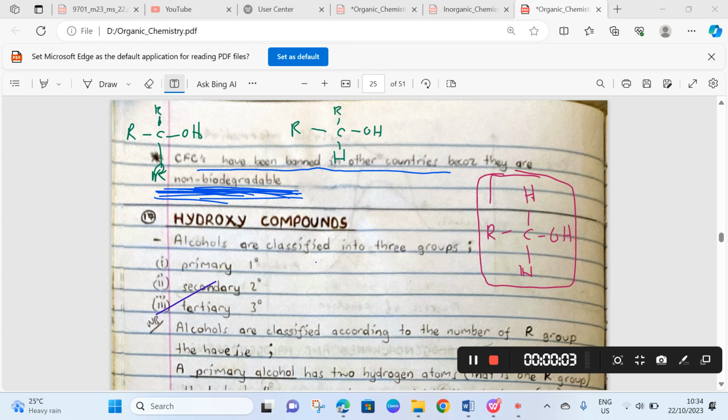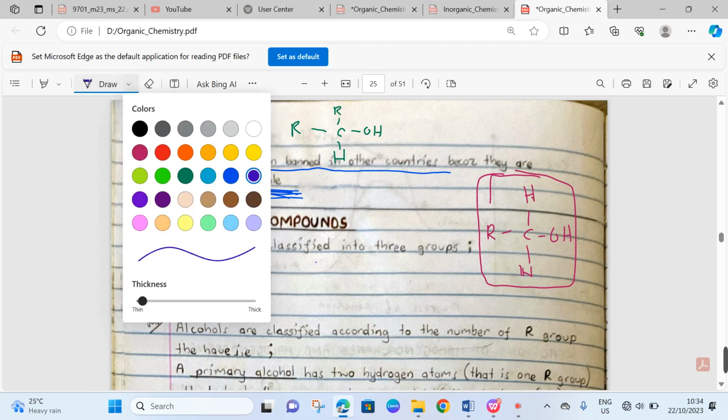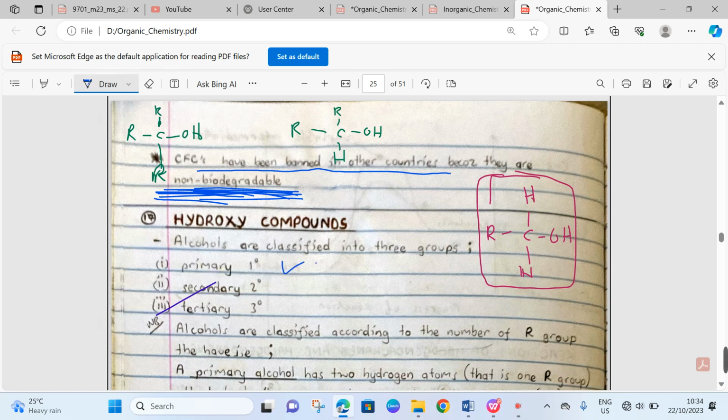Welcome back to another episode of the organic chemistry course: hydroxy compounds. Hydroxy compounds, we're just talking about alcohols. Alcohols are also classified into three groups: primary, secondary, or tertiary alcohols. Primary alcohols are referred to as first degree alcohols, secondary alcohols as second degree, and tertiary alcohols as third degree alcohols. So let me reiterate what I mean by primary, secondary, and tertiary alcohols.